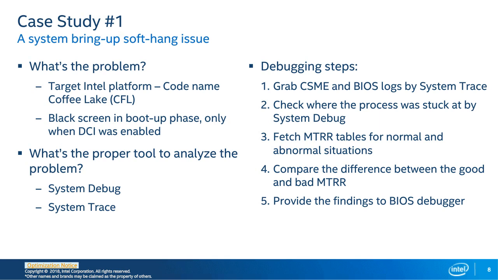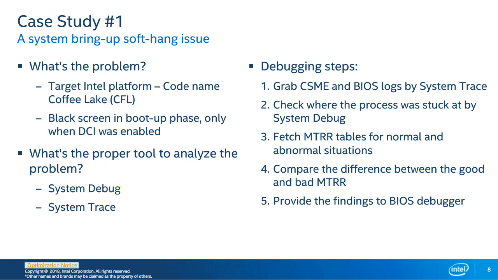So the customer tried using Intel System Studio to analyze this issue. In doing so, they used our System Trace to get the dying messages. In this case, the dying messages were the postcode numbers. The last two messages they got were the postcodes 69 and 78. And the postcode was sent out from the I/O port 80.